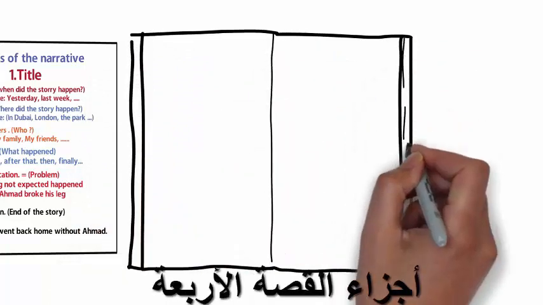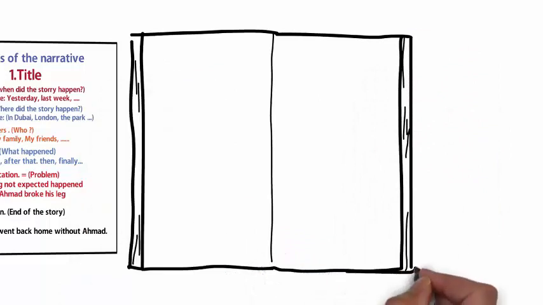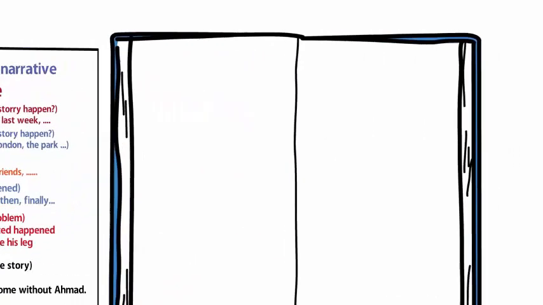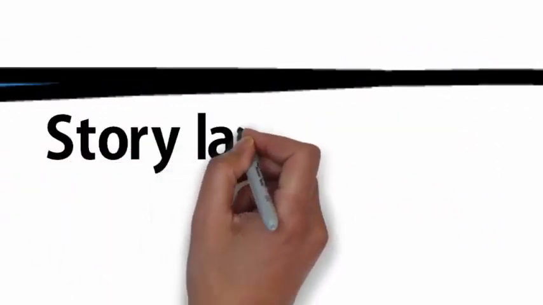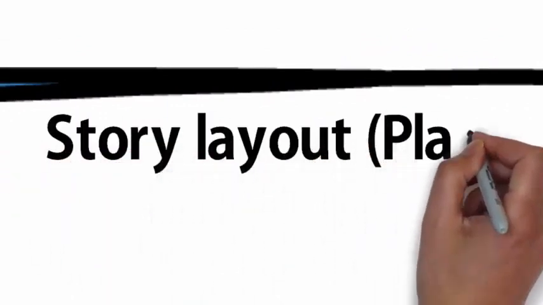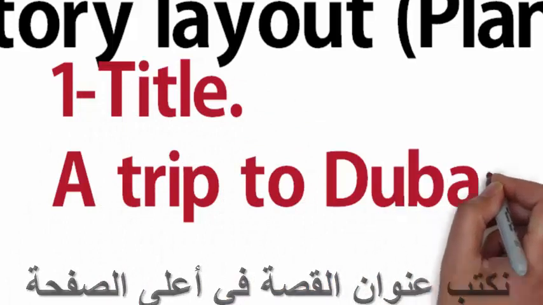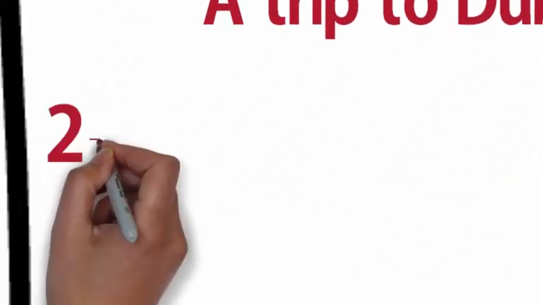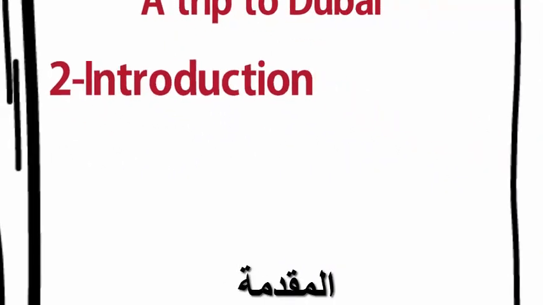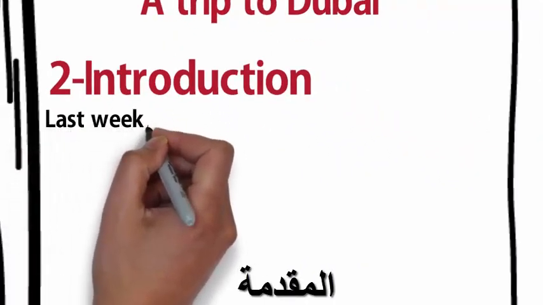I'm going to talk about the layout of the story, or let's say the plan or the map of the story. Now, as we have just mentioned, there is always a layout for a story. We call it a plan or a layout. The first thing is the title. Let's say the title is A Trip to Dubai. The second part is actually the introduction or the beginning of the story.